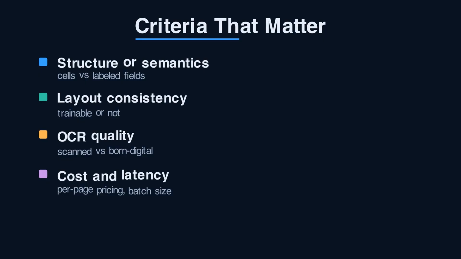Fourth, volume and cost, since you pay per page and prices differ by model. And fifth, latency tolerance, because synchronous calls and large batches behave very differently. Score your use case against these five and the model usually chooses itself.